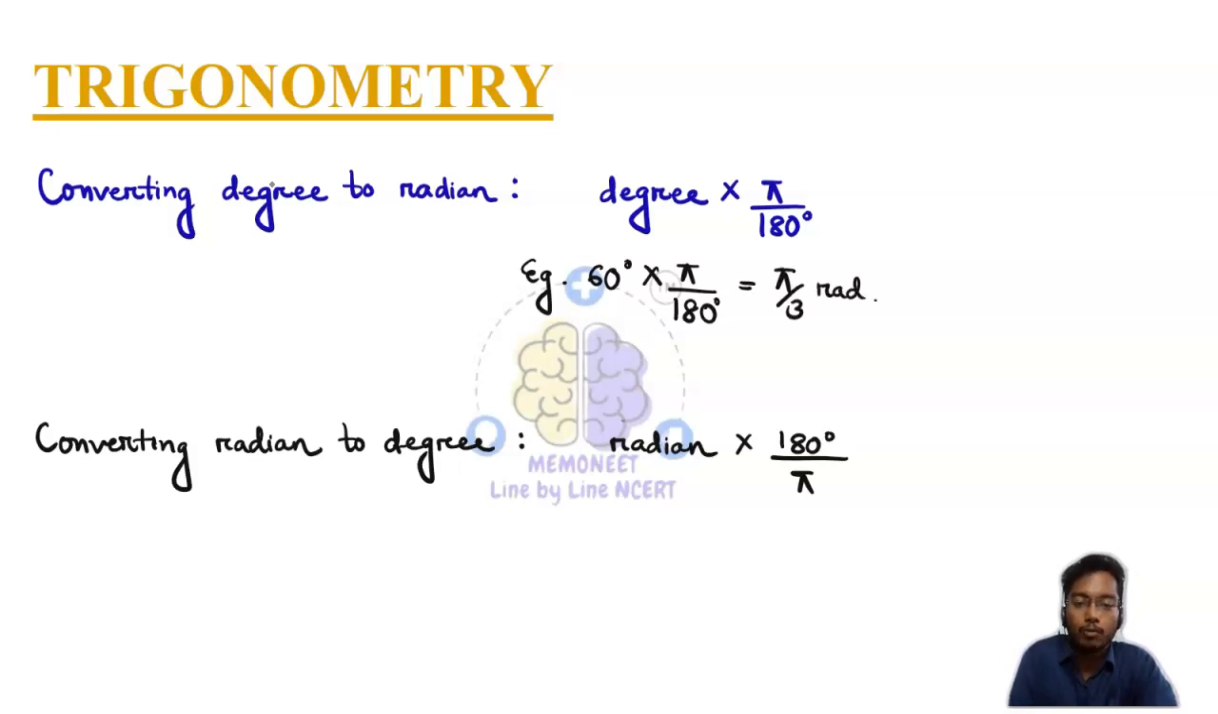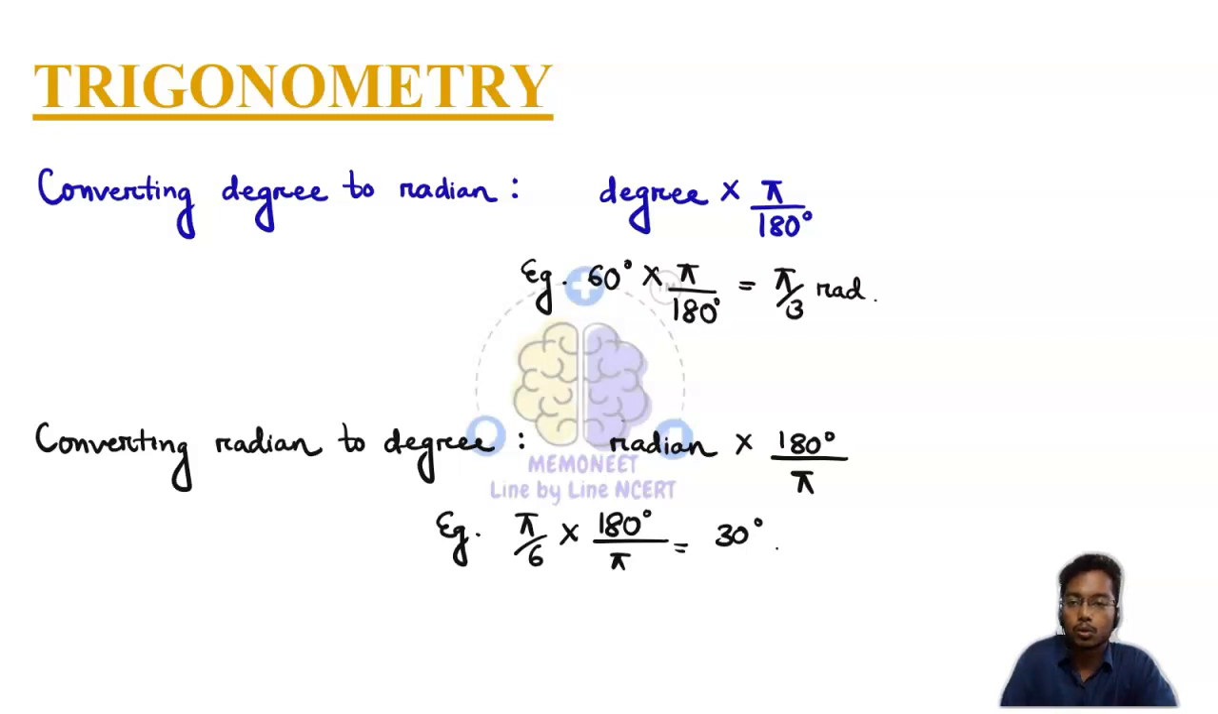Okay. Likewise, if you want to convert radian to degree, let's say for example we have pi upon 6 radian. If you want to convert into degree, we have to multiply with 180 upon pi. So this is equals to pi upon 6 into 180 degree upon pi. So this is equals to 30 degree.